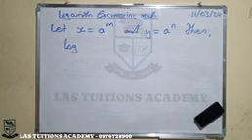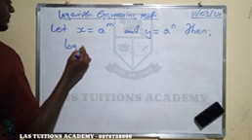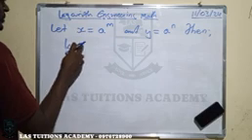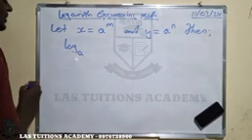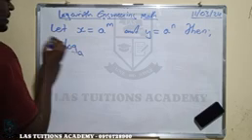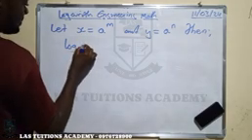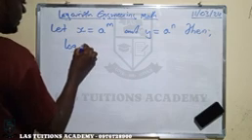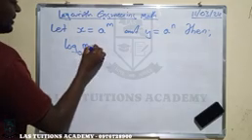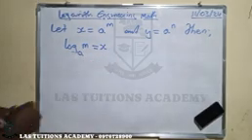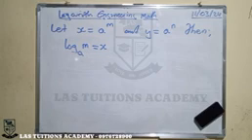So we get log A. What is A? Is A the base or what we are putting here? The base. A. Then we get M as the number that we're putting there. Then is equal to X. Okay. Joshua, is that correct? You don't think so? What do you think is correct?